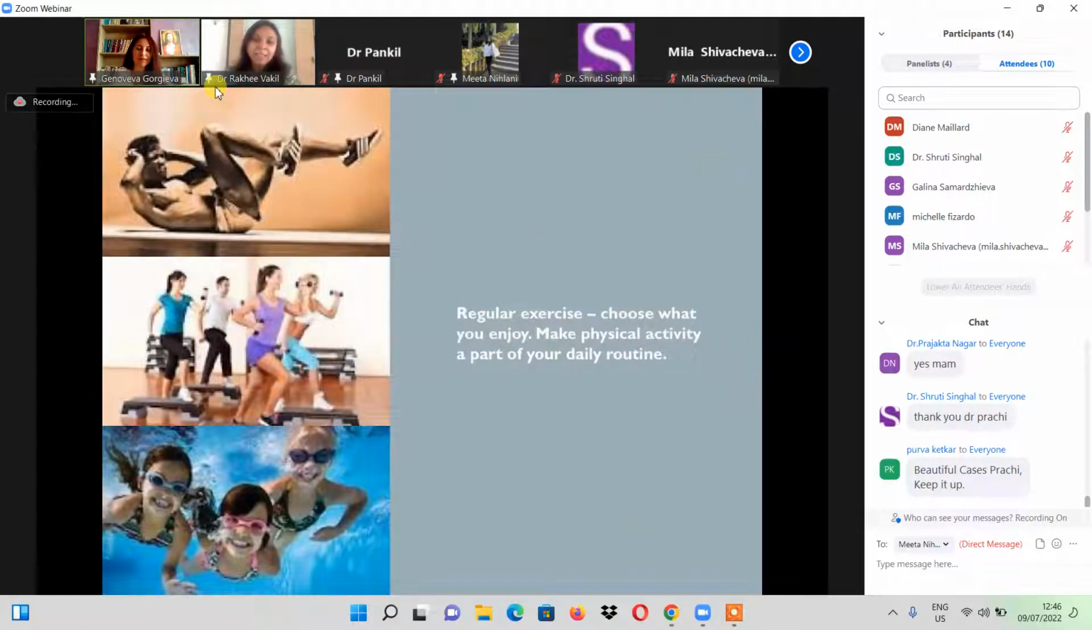Regular exercise. Choose what you enjoy. Make physical activity a part of your daily routine. It could be a Zumba dance class. It could be going for a swim. It could be a workout in the gym. It could be Pilates. It could be anything that relaxes you and keeps your body in good shape by giving good exercise to every part of your body. So it is very, very essential to exercise regularly.